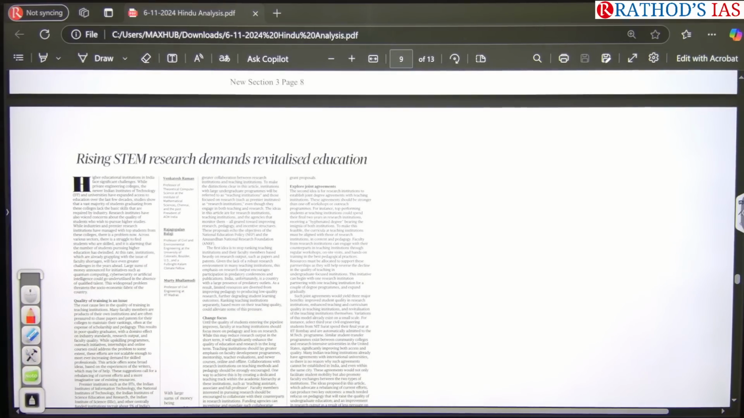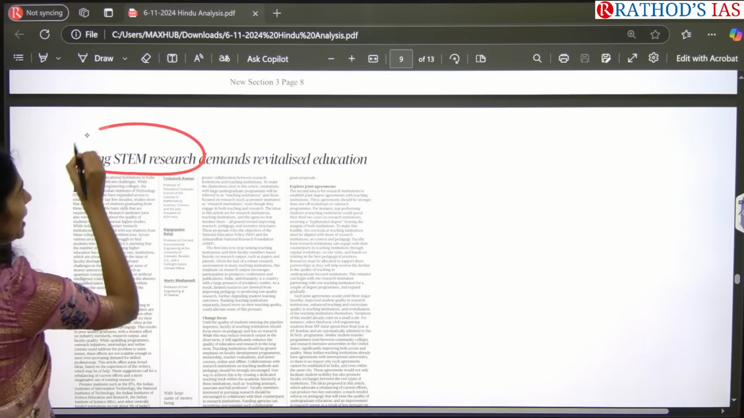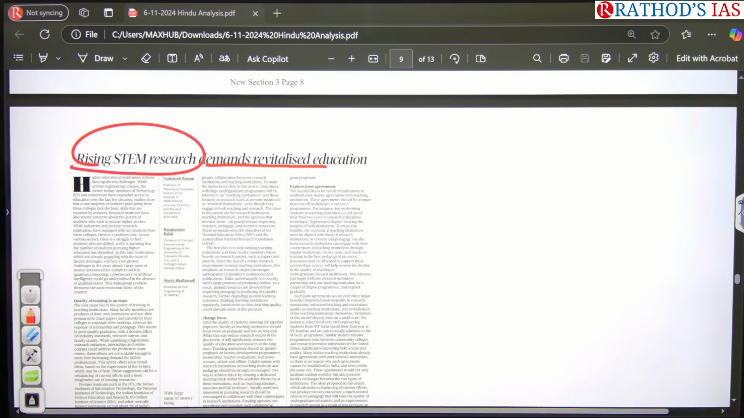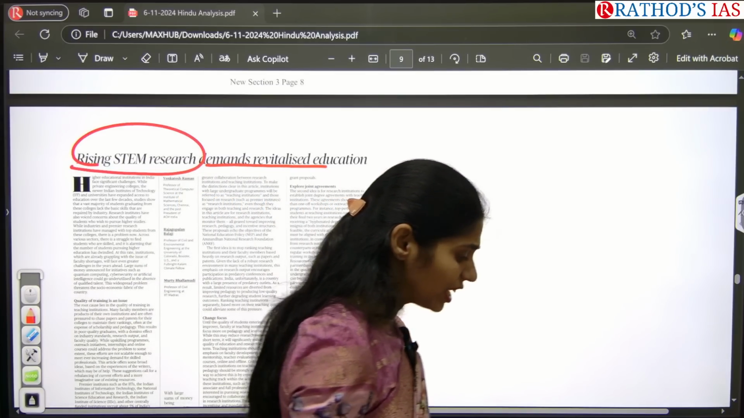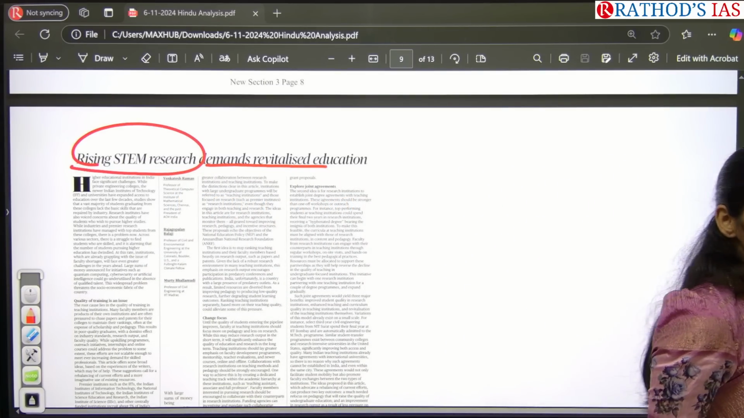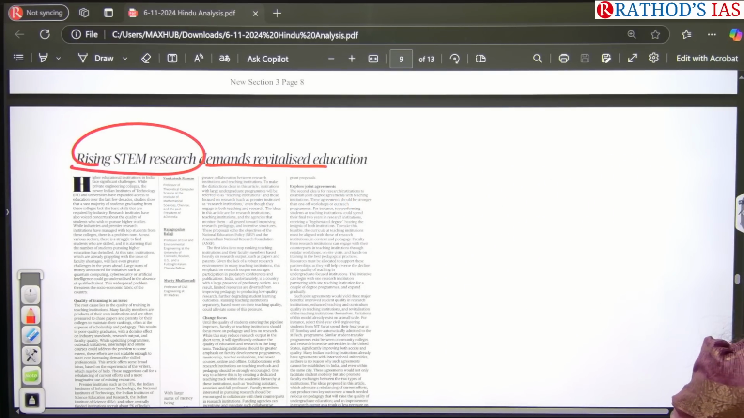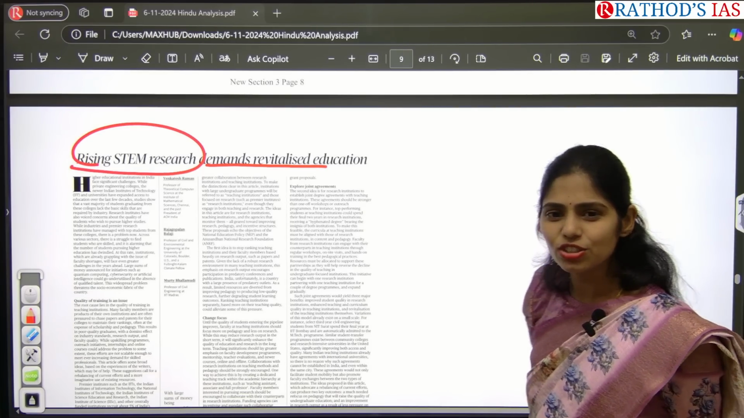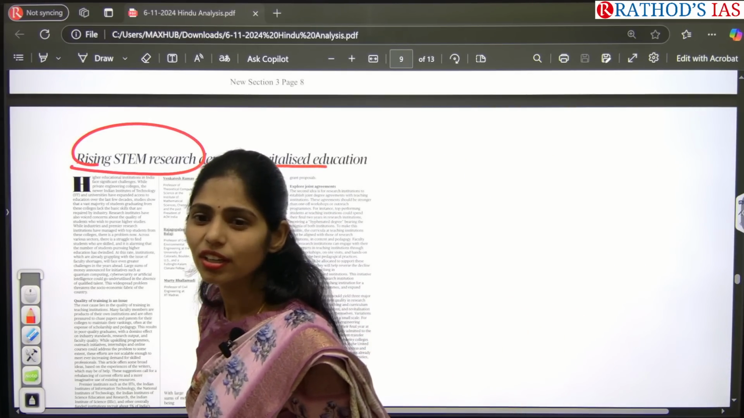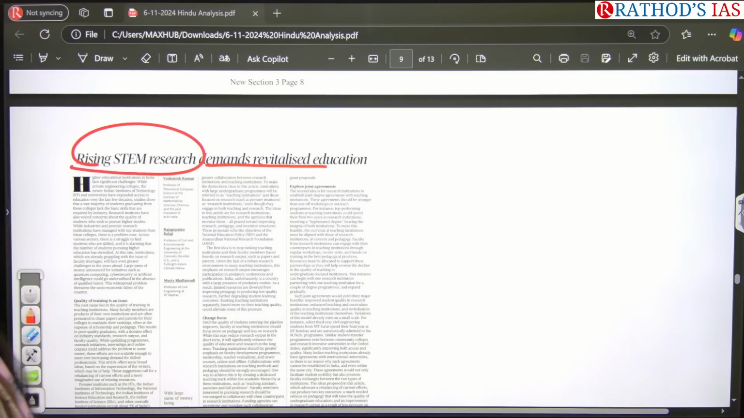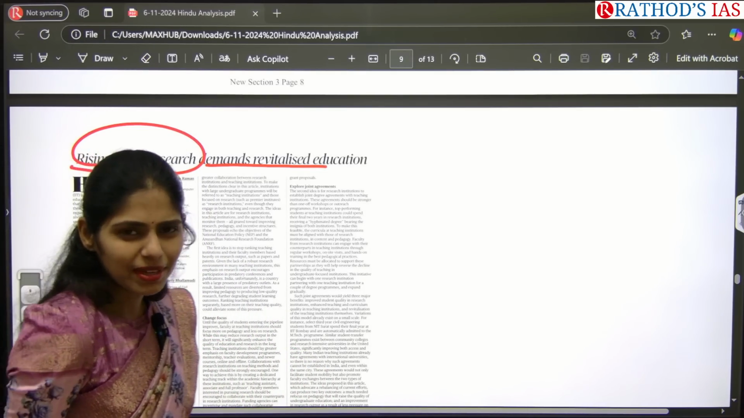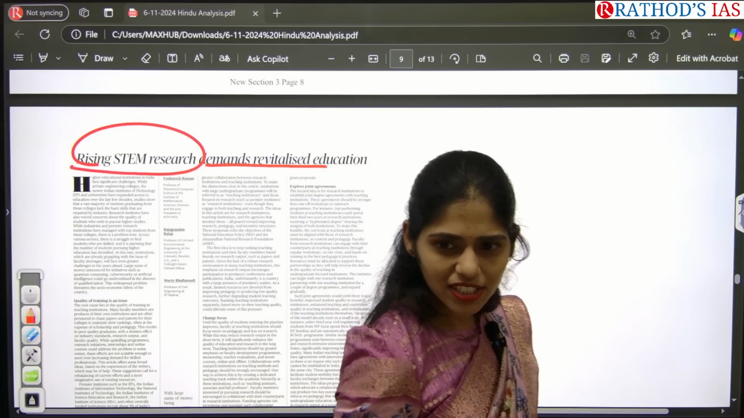Okay, see this article: Rising STEM research demands revitalized education. What is STEM about? Science, technology, engineering, mathematics. So this STEM comes under which education? Primary or secondary or higher? Yes, higher education. So why is this STEM important? It is focusing on research and development.